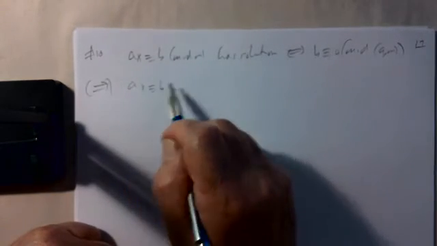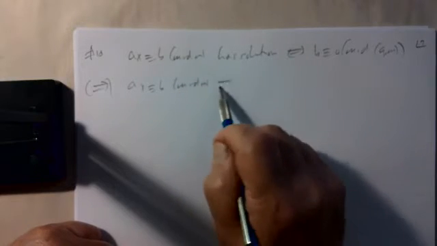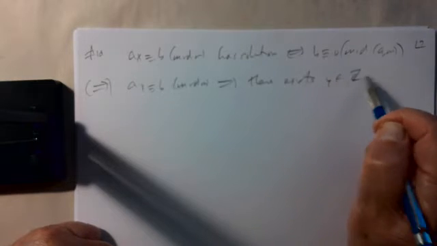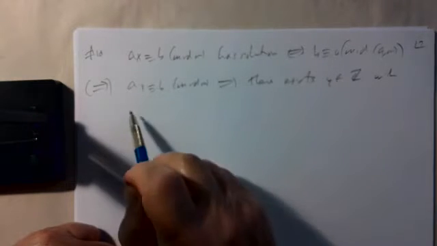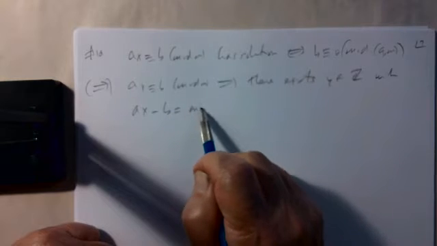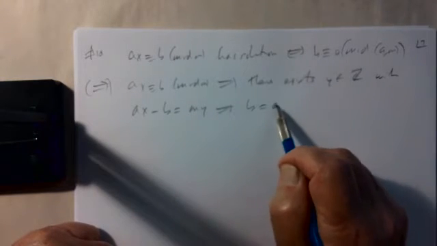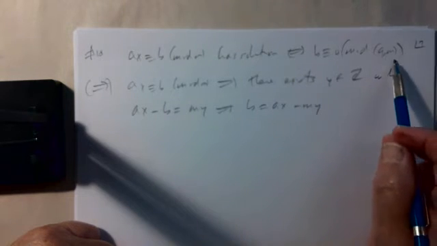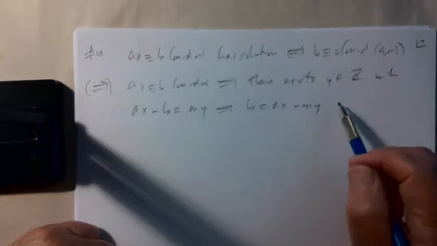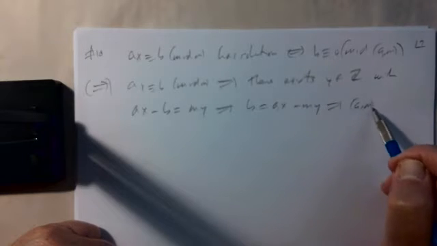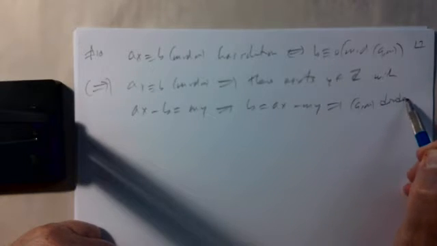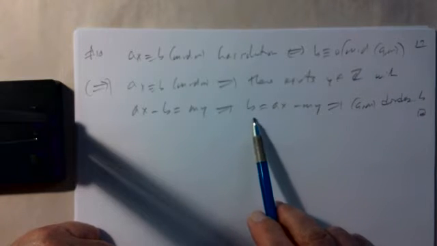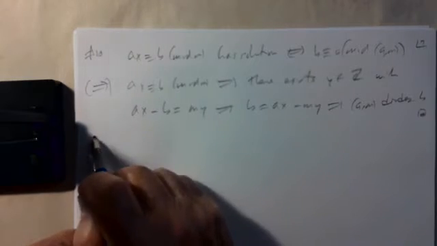If AX is congruent to B mod M, if there exists such an X, then there exists an integer Y such that AX minus B is a multiple of M, or B is equal to AX minus MY, and the greatest common divisor of A and M divides A, divides M. So the greatest common divisor of A and M has to divide B. So that's the proof in one direction.